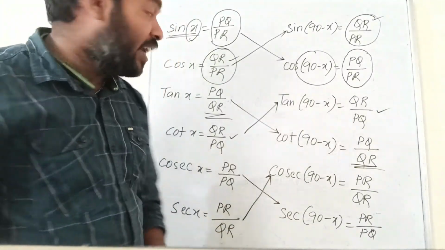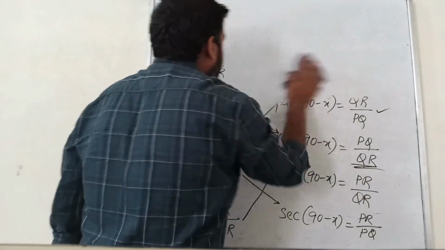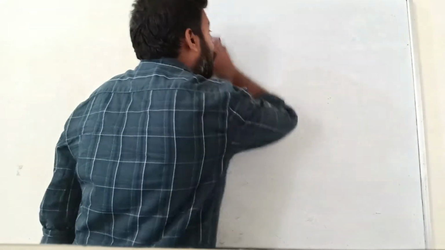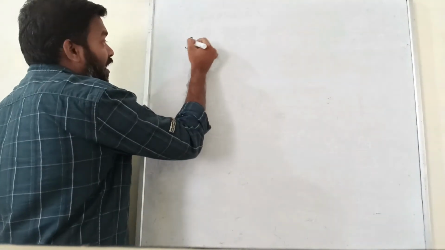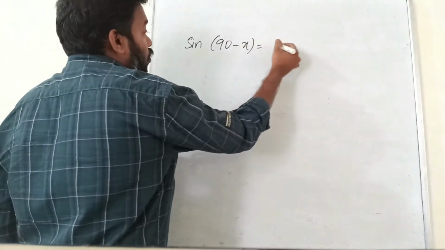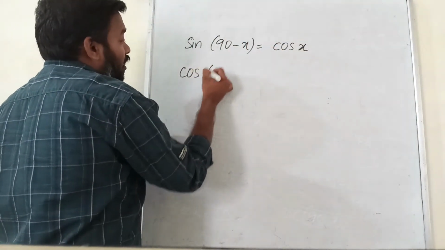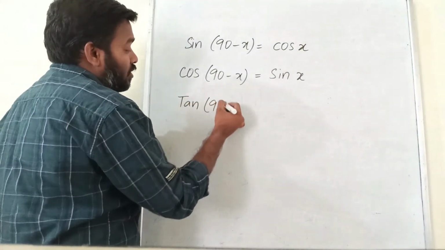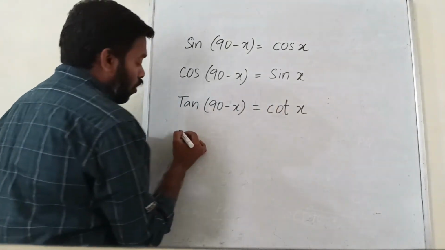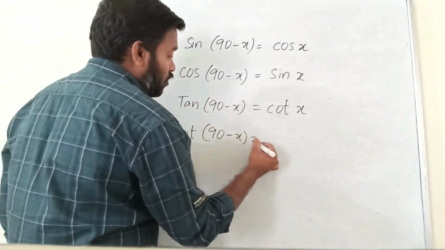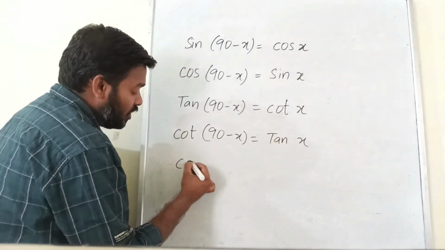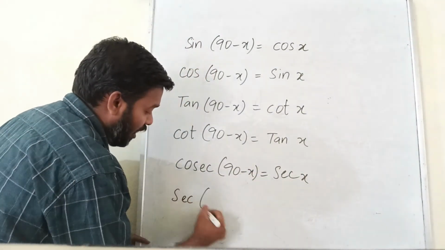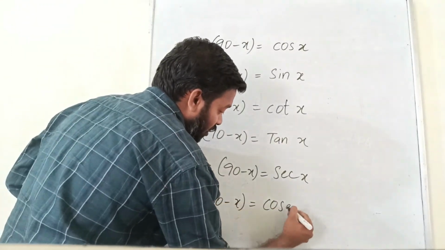Let us write that down at one place. Sin 90 minus x is equal to cos x, cos 90 minus x is equal to sin x, tan 90 minus x is equal to cot x, cot 90 minus x is equal to tan x, cosecant 90 minus x is equal to secant x, and secant 90 minus x is equal to cosecant x.